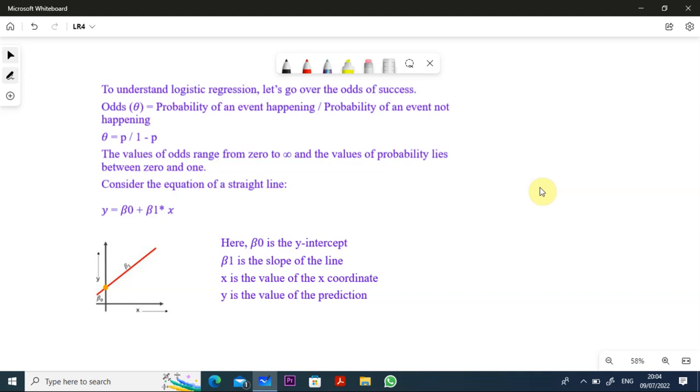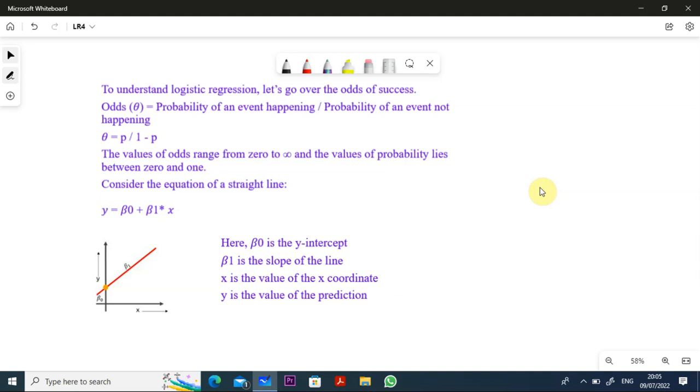Suppose P is the probability of happening. The total is equal to 1, so not happening will be 1 minus P. You get it? It is because the probability is represented from 0 to 1. Are you getting me? If the probability of happening is P, the probability of not happening will be 1 minus P. So P divided by 1 minus P, that is the odds of theta, or we call it the odds of success.